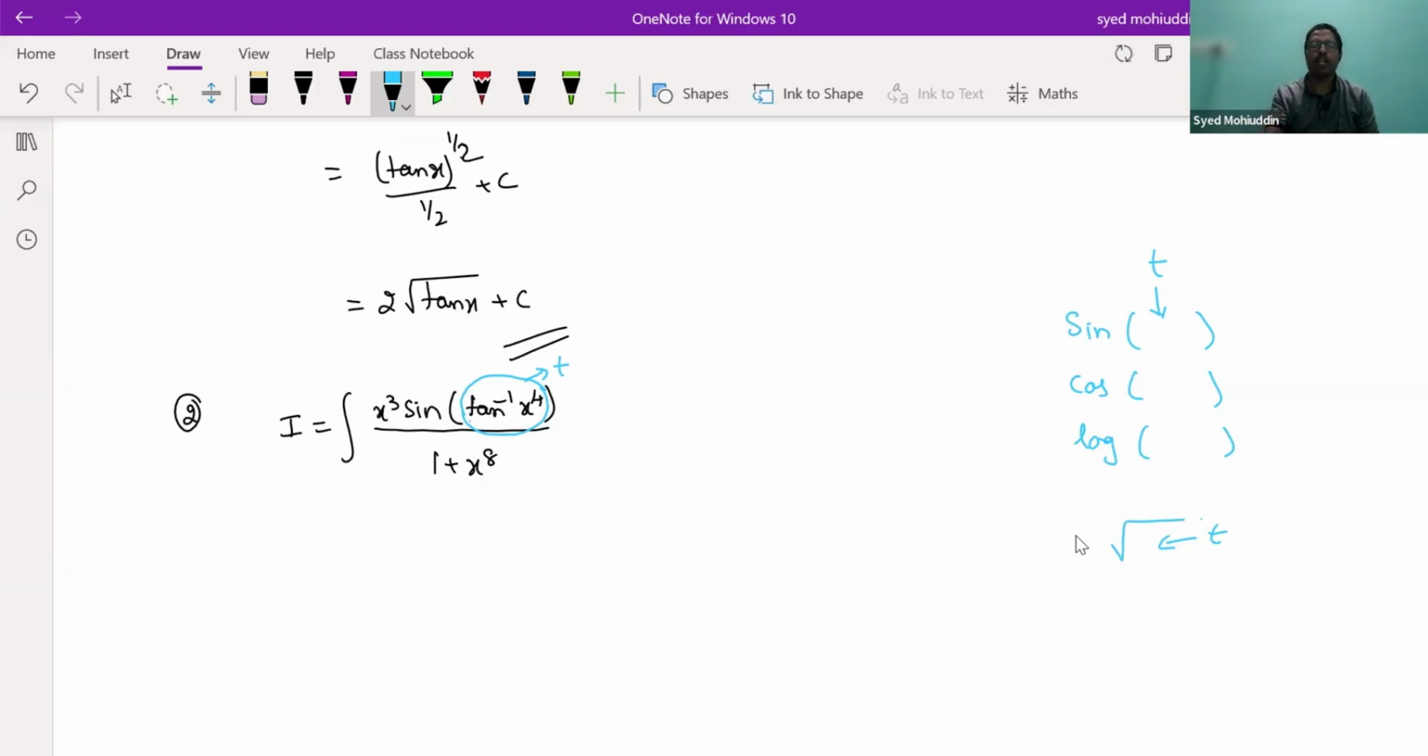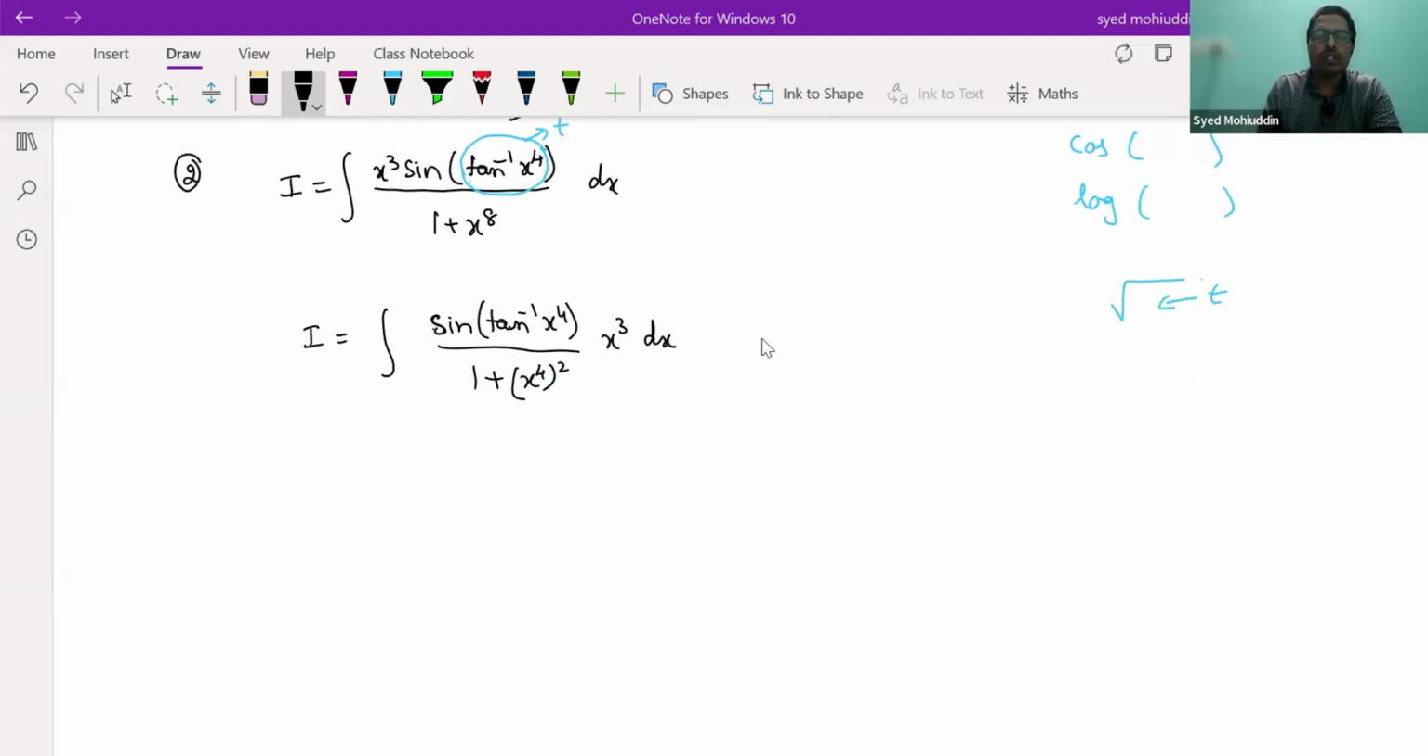So since you are having under sine, tan inverse of x power of 4, therefore I will be taking x power of 4 equals to t. But before I do that, I'll make one change over here. I'll just try to rewrite this: sine of tan inverse of x power of 4, whole divided by 1 plus x power of 4. I have just rewritten the question, that's all.